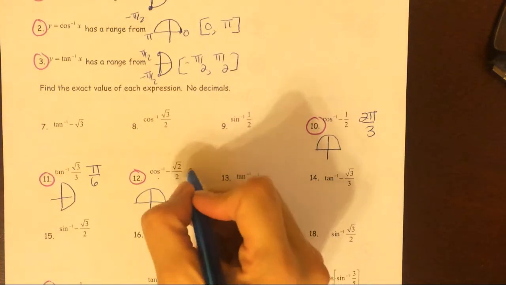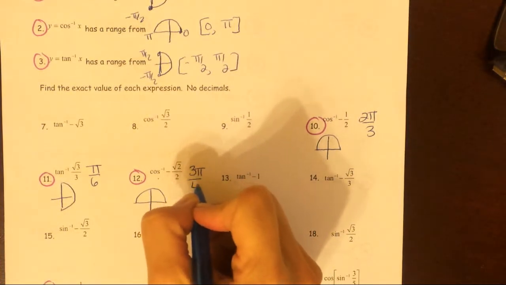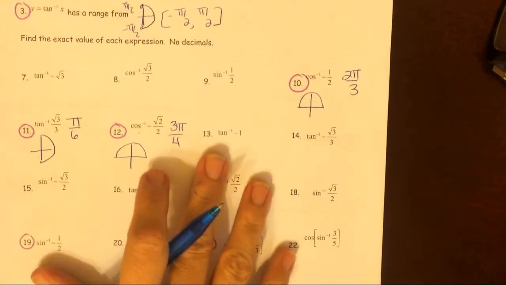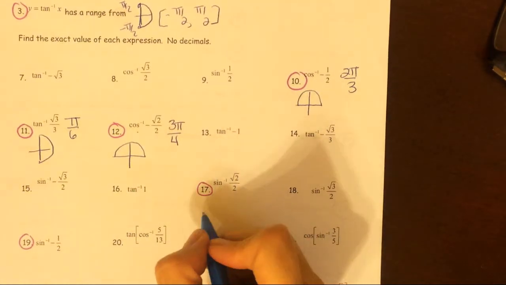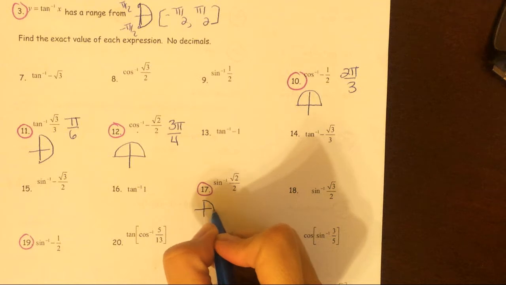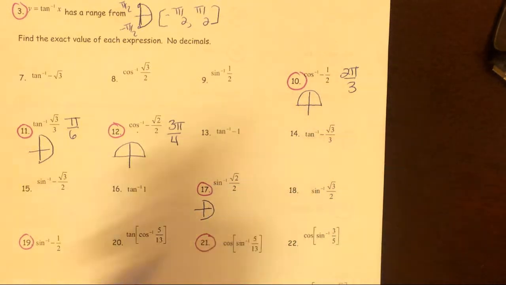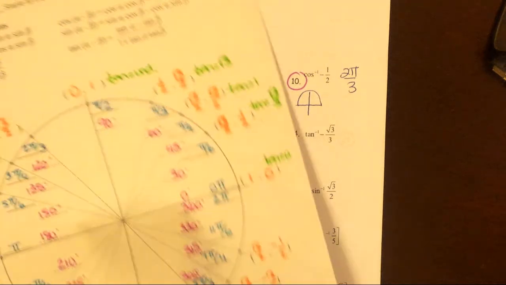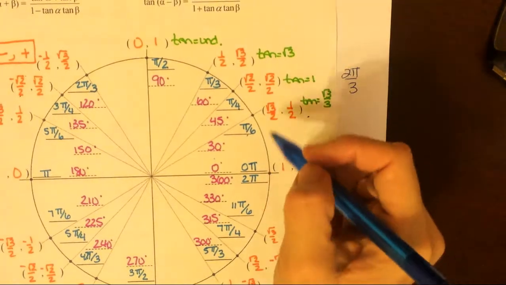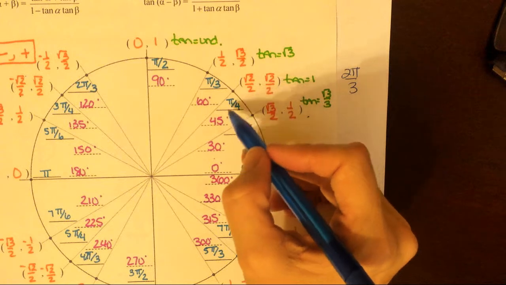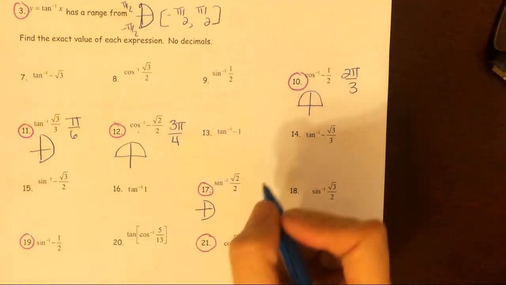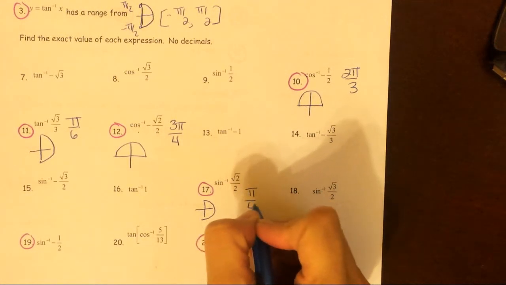My answer is 3 pi over 4. Number 17 is a sine problem. So sine means I'm going to be in quadrant 1 or 4. It's a positive root 2 over 2. My y's are positive in quadrant 1, and I'm looking for root 2 over 2, which is right here at pi over 4. My answer is pi over 4.